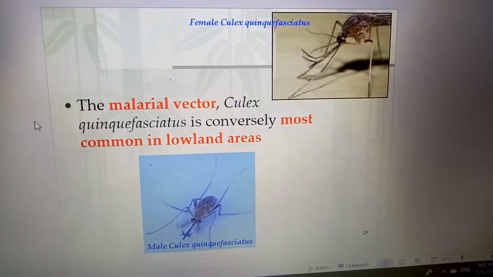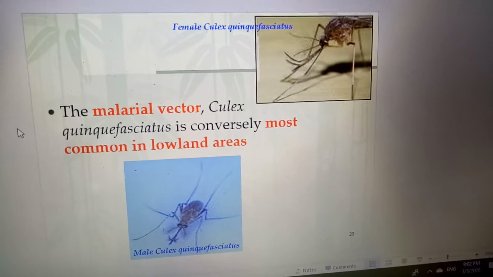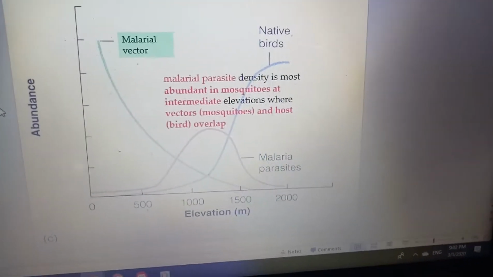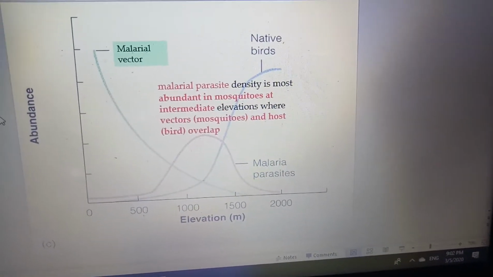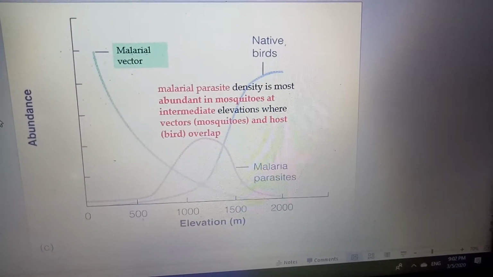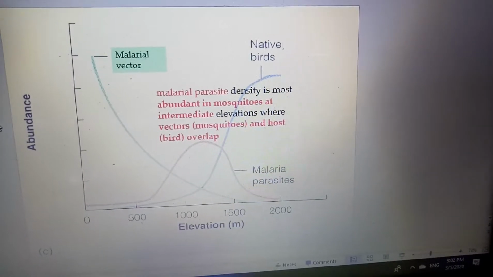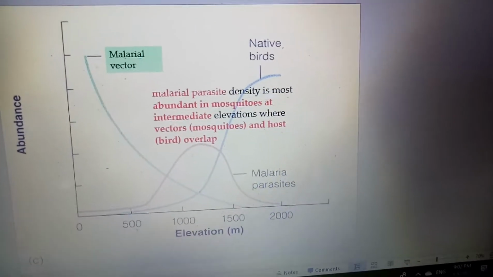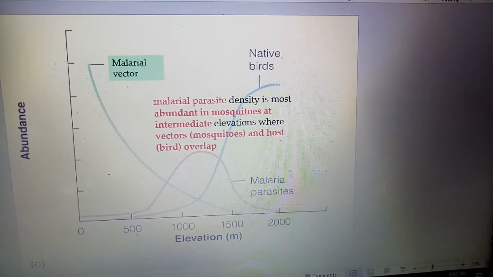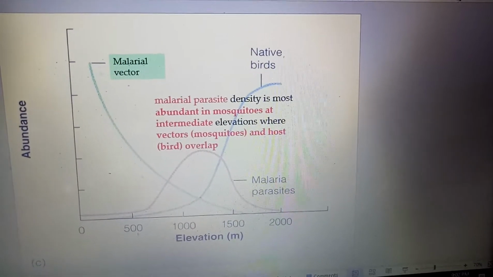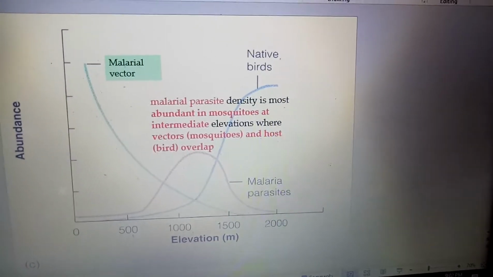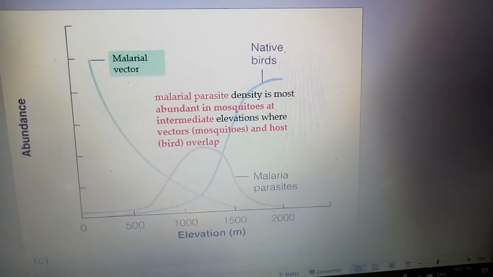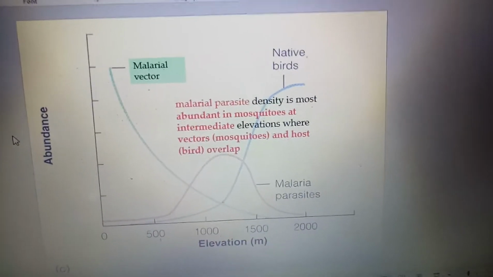So this is the malaria vector, Culex, a type of mosquito, most common in lowland areas. Again, if you look here, for the malaria vector the number decreases, whereas for the next one, the malaria parasite, the bell shape is about the malaria parasite, and for native birds the number increases. The malaria parasite is most abundant in mosquitoes at intermediate elevations, where vector mosquitoes and host birds overlap. So there are three types of pattern here: decreasing on the left-hand side, the blue one increasing, and the bell shape, the intermediate one.